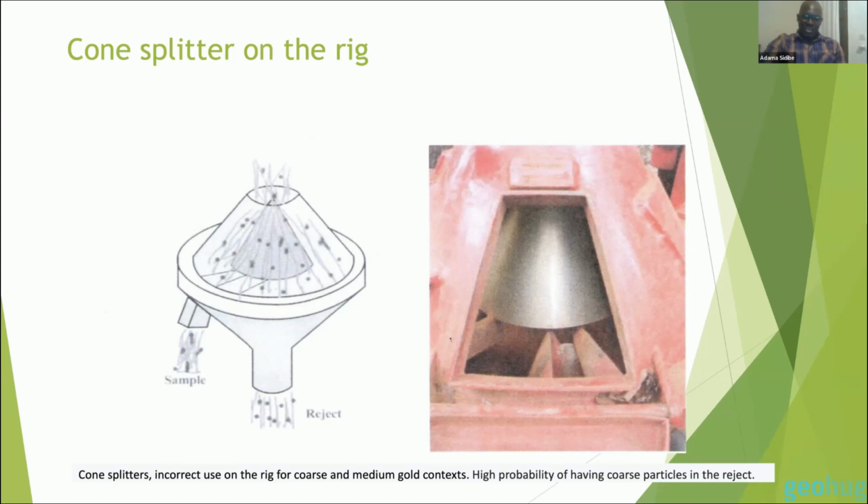This method is very, very risky too when the gold particles are coarse or medium. Here, the cone splitter on the rig. But even if the samples are mixed in the cone, the particle distribution will not be uniform. The large particles convert toward the reject, the big one, and the fine particles to the sample.